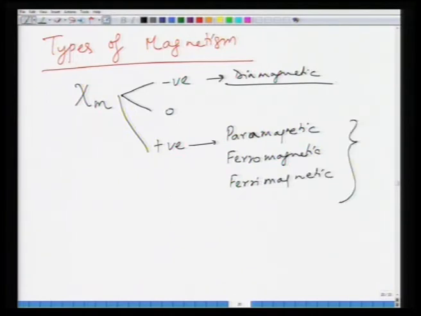So, any of these effects could be antiferromagnetic. Now, depending upon the type of magnetic material, the magnitude of chi can vary quite a lot, but in all these 4 cases chi is essentially a positive quantity. It could be a very small value or a very large value, depending upon the type of material.